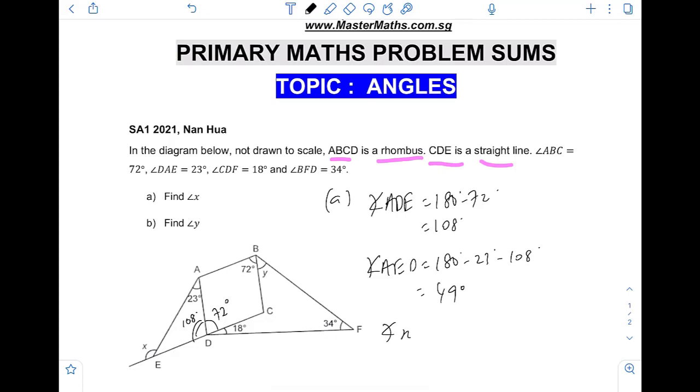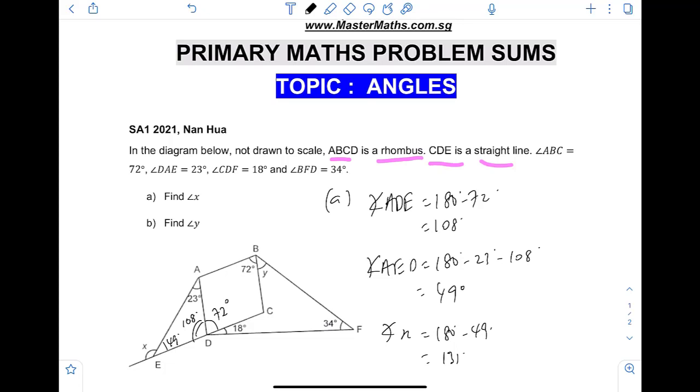Then to find angle X, that will be equals to, this is 49, right? Angle X will just be 180 minus 49 degrees, and that will give us an answer of 131 degrees.